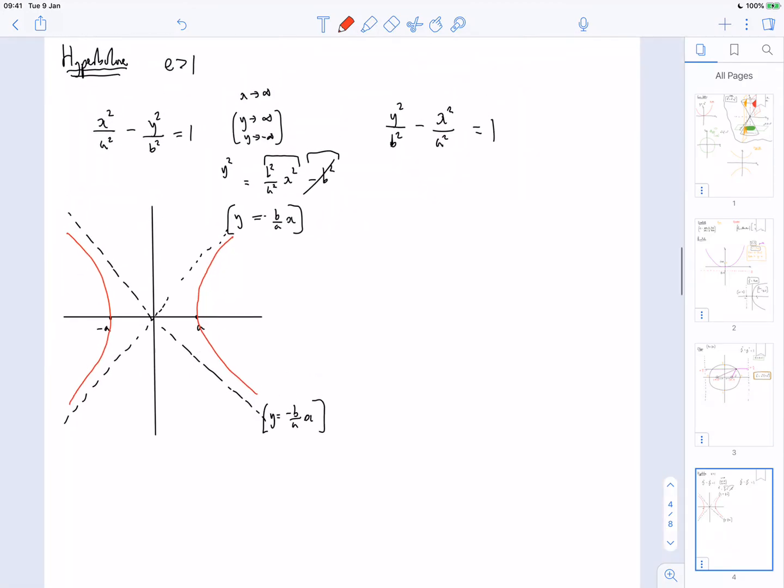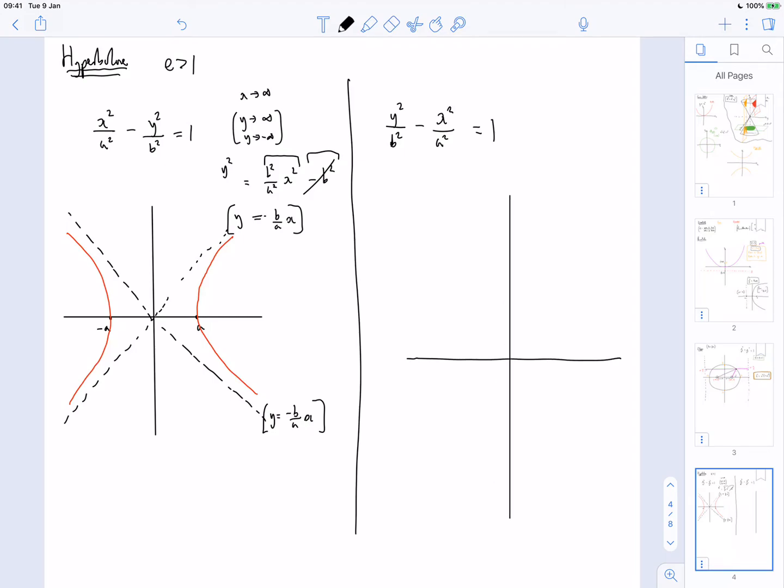Okay, let's now, by similar logic, consider what's going on here. And it's pretty much going to be the same thing, isn't it? The only difference is the x's and y's have switched over. So it's going to cross the y-axis at a and minus a. But this time, I'm still going to have diagonal asymptotes like this, and this is going to be y equals positive b over a x, and this is going to be y equals minus b over a x, and it's going to look like that.